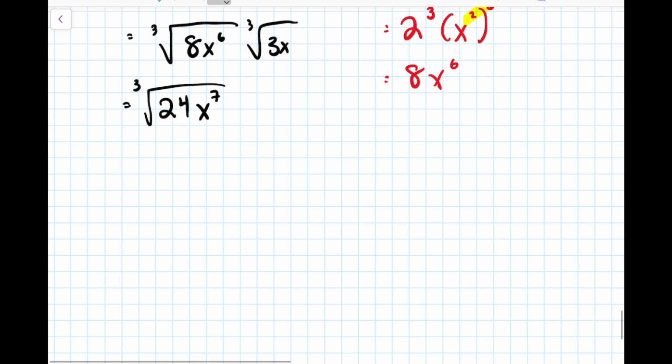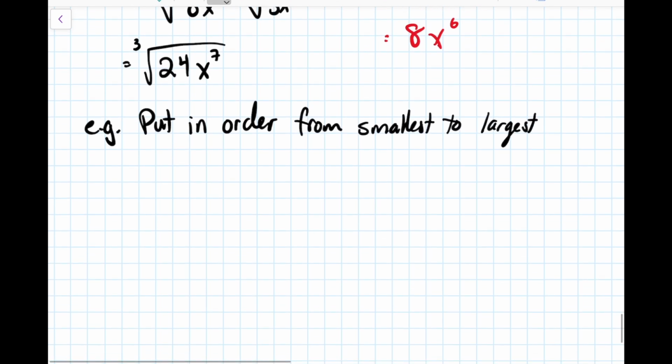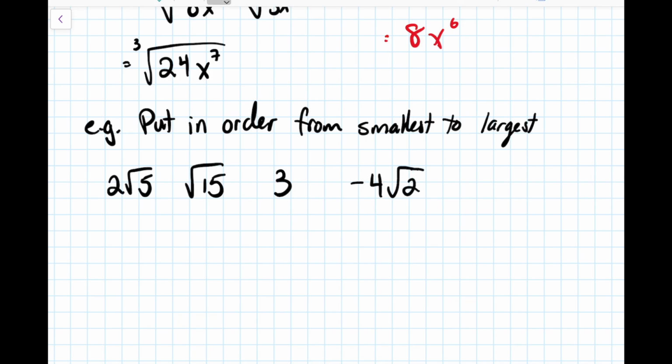Okay, last quick example. We can use this to compare roots. So let's say you were asked to figure out whether something was bigger or smaller, or to put some things in order. So we're going to put some terms in order from smallest to largest. So we've got 2 root 5. We've got root 15. We'll throw a 3 in there, so just a 3. And then negative 4 root 2.